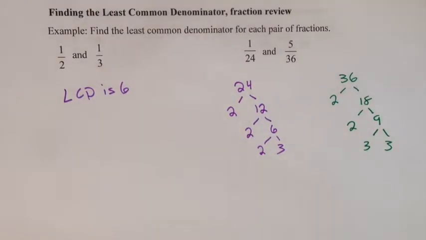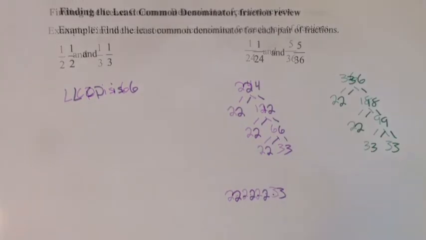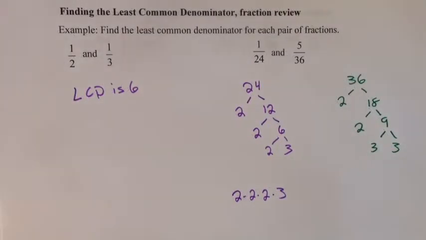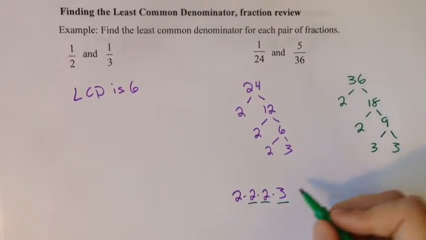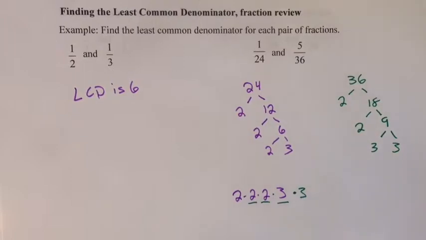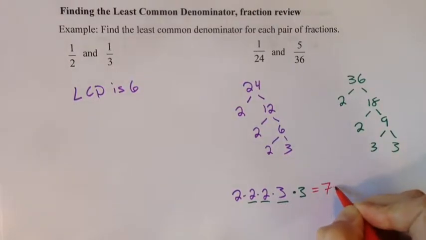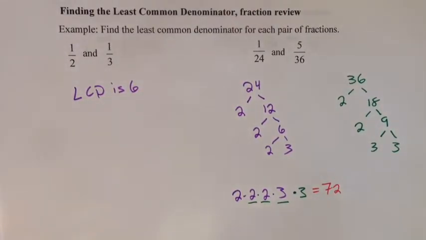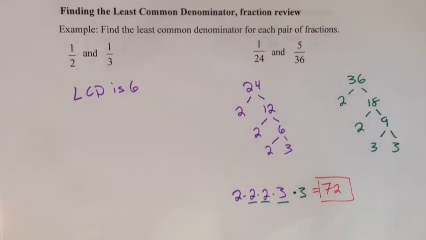Now, in order to make up a 24, I need 3 2's and 1 3. To make a 36, I need 2 2's and 2 3's. I already have the 2 2's and 1 of the 3's, so I just need one more 3 to complete this thing. When I multiply this number all together, I see that it is actually the number 72. 72 is my least common denominator for 1/24 and 5/36.